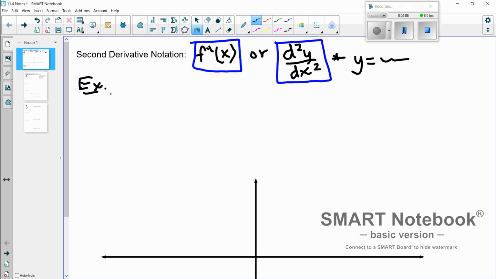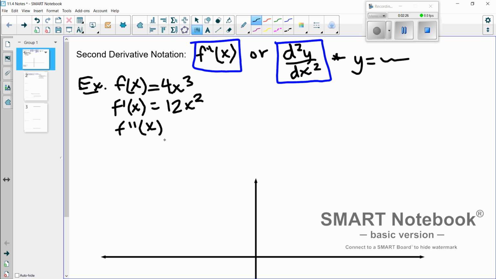So example, let's do f of x equals 4x to the third. Well, first we have to take the first derivative, okay? So that would be 4 times 3, which is 12, x, and then n minus 1 is 2. And then our second derivative, we just use the power rule again, just like our first derivative. So 12 times 2 is 24, and then x, right? n minus 1 is just 1. We don't need to write the 1st power. So this would be our second derivative, okay?